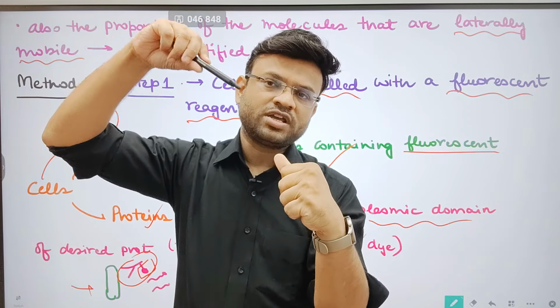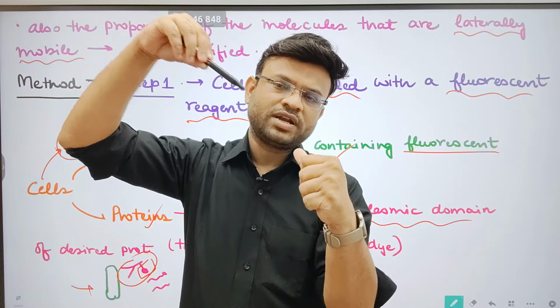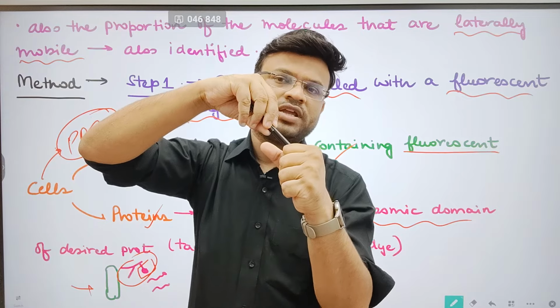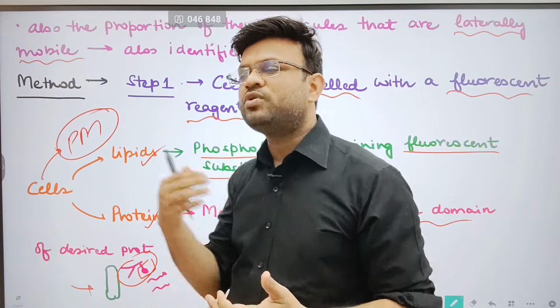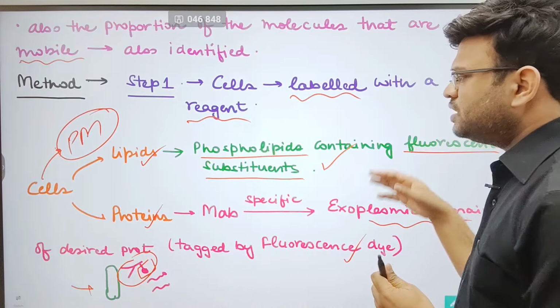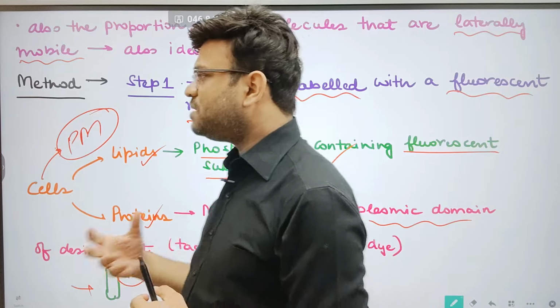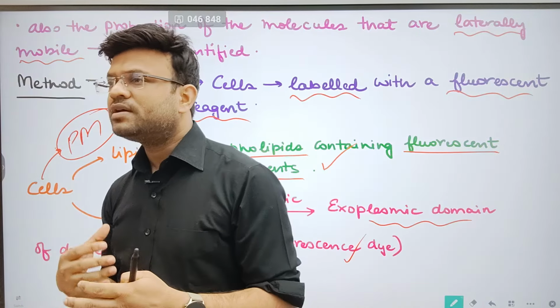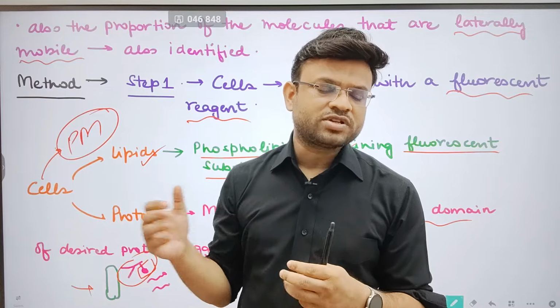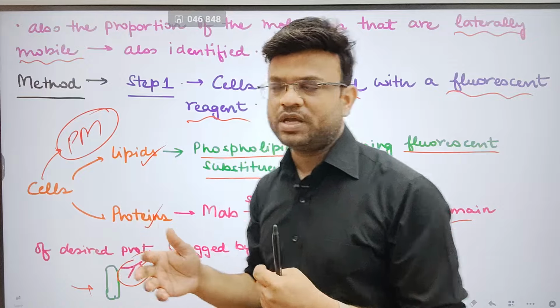antibody. So this antibody is already bound to the fluorescently tagged molecule, and then it is binding to the protein. So automatically what will happen? This protein will be tagged indirectly. This is what I want to say. So this is how you will be able to fluorescently label the protein as well as the lipid molecules. Whatever you want, you would be able to do that.